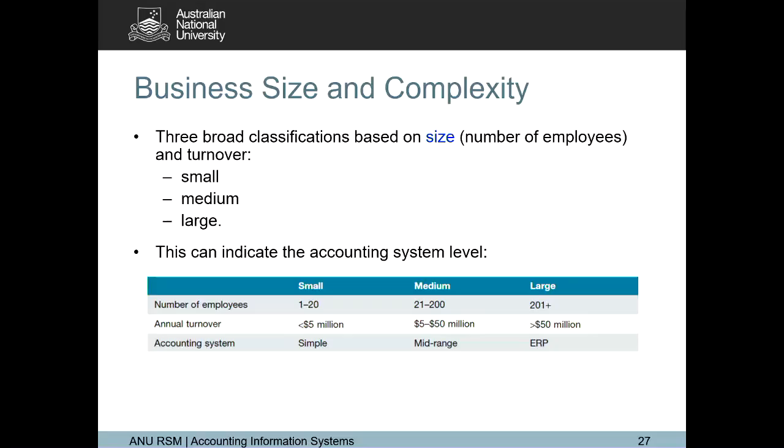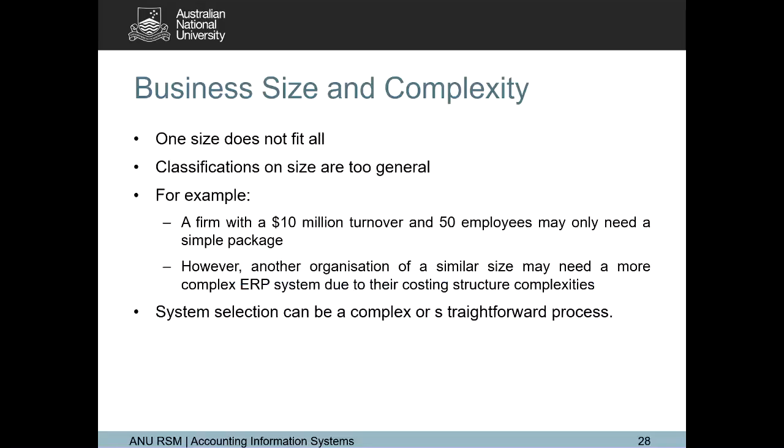A large corporation is one that earns 50 million in annual turnover and has more than 200 employees, and most probably have thousands of employees. Having said that, a large corporation would need ERP, and medium-sized companies have now adopted ERP too, but with a medium capacity. They do not need to engage all the features and criteria that a large corporation will require. So one size does not fit all. A firm with 10 million turnover and 50 employees may only need a simple package.